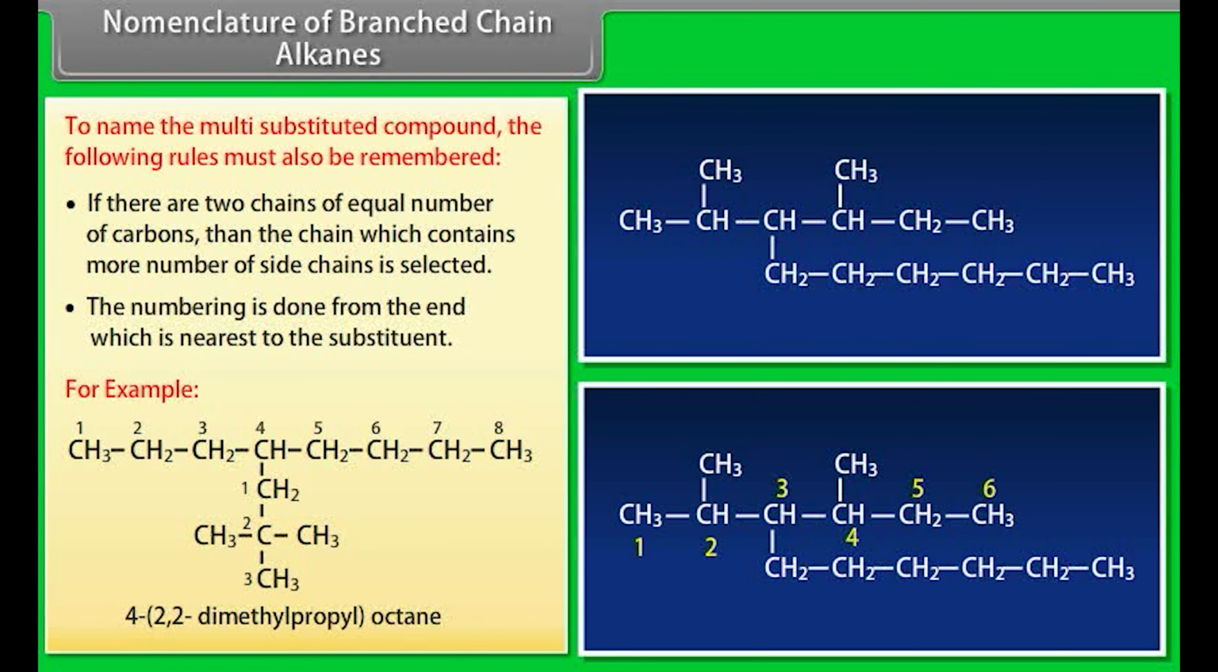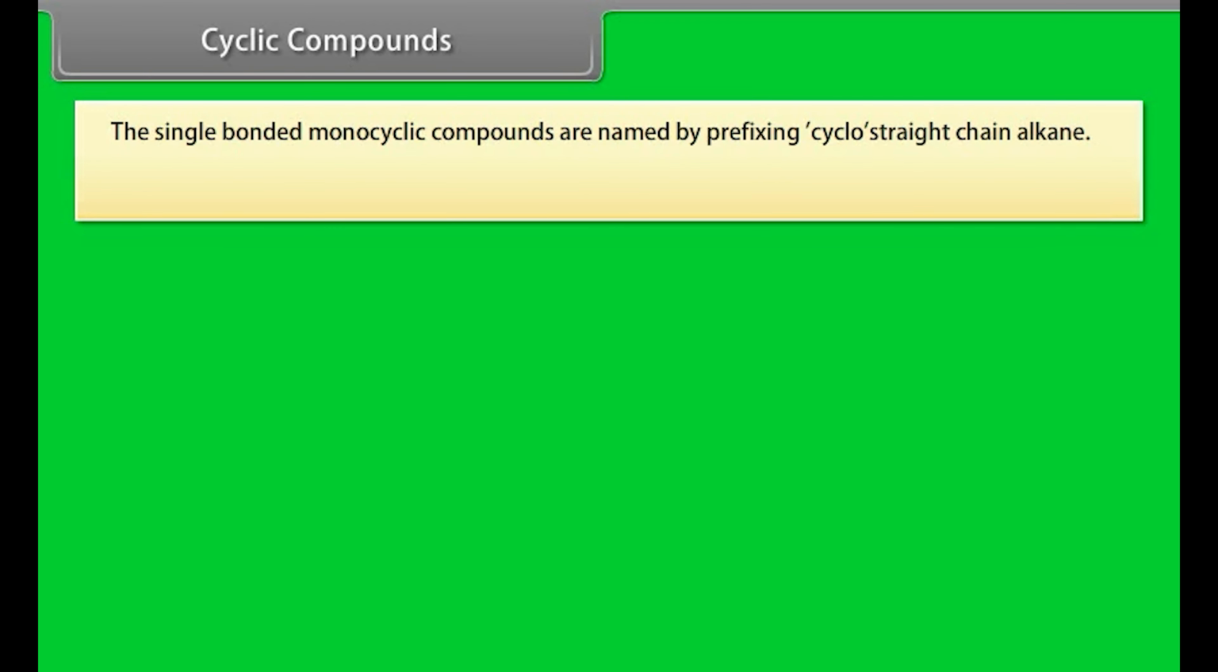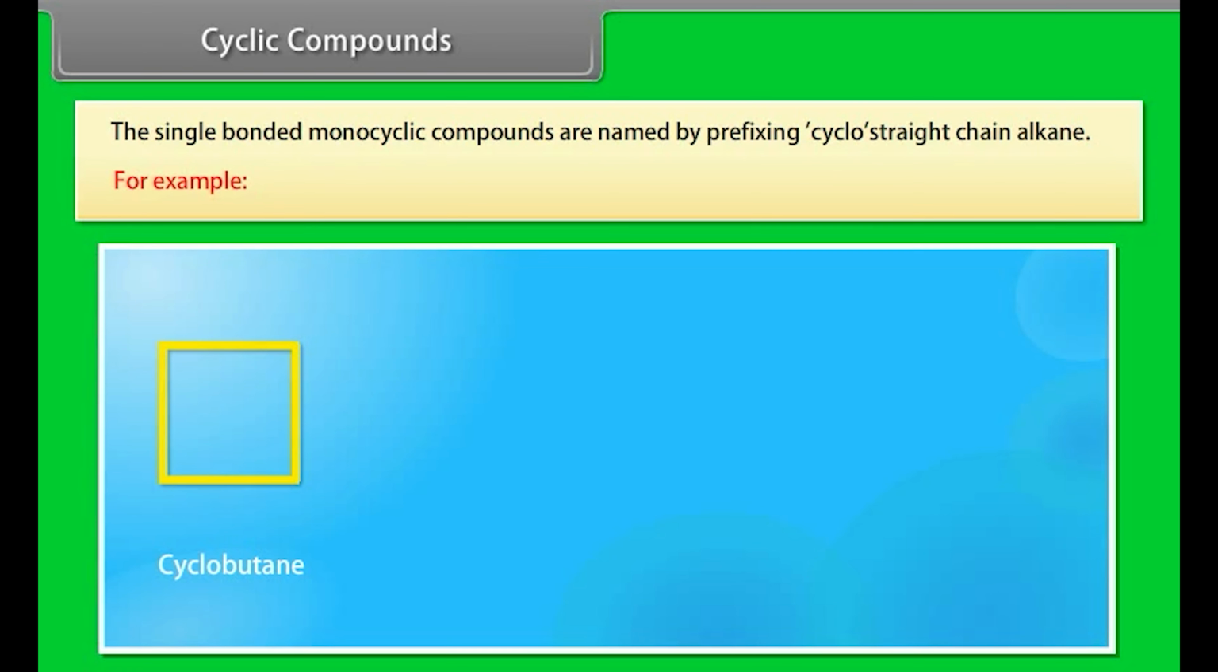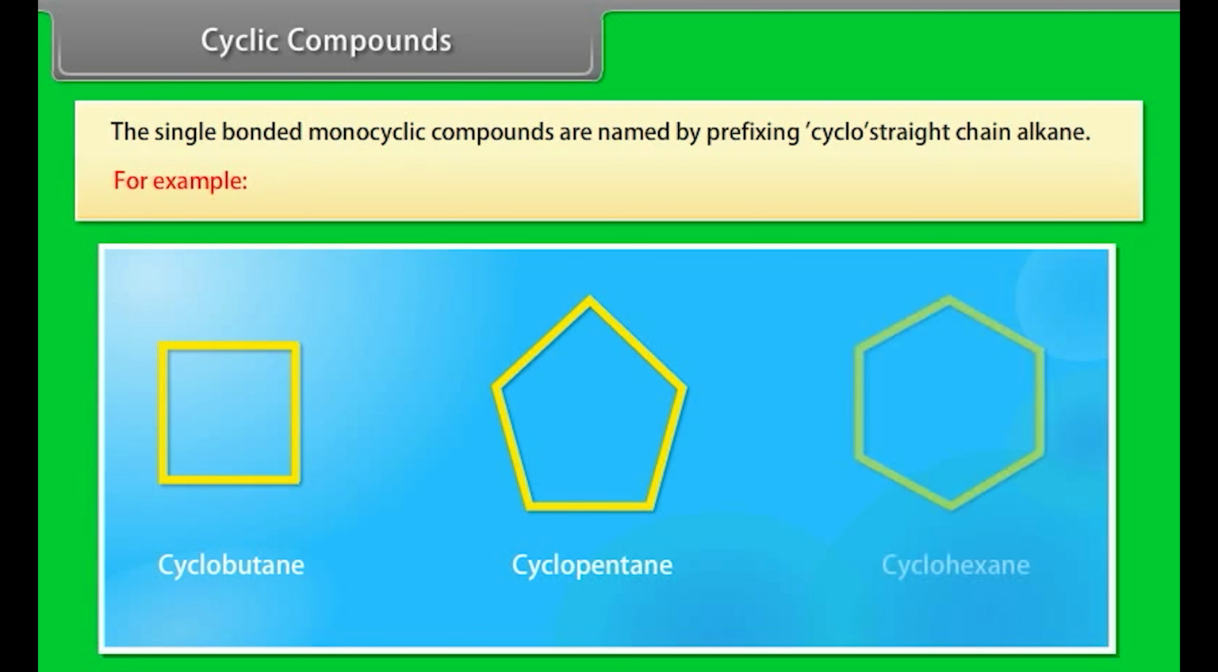4-ethyl-2,2-dimethyl propyl octane. Cyclic compounds. The single-bonded monocyclic compounds are named by prefixing cyclo- to the straight chain alkane. For example, cyclobutane, cyclopentane, cyclohexane. Nomenclature of organic compounds having functional groups.